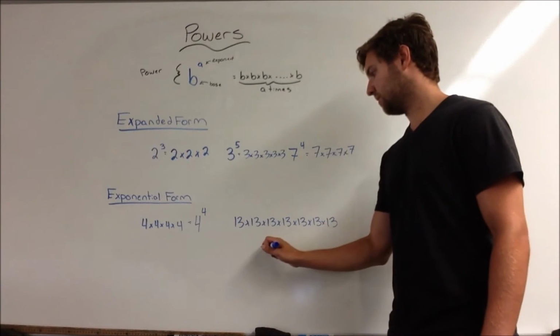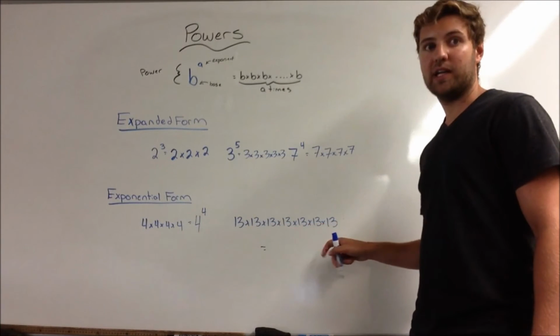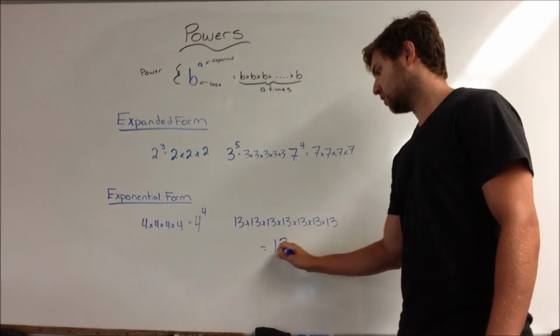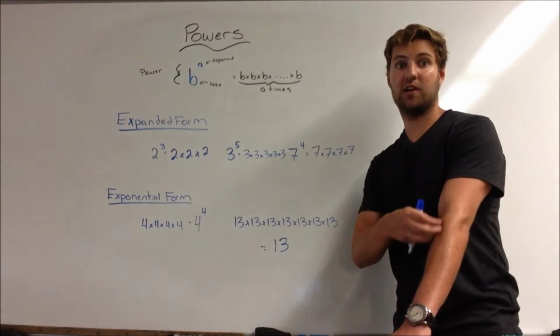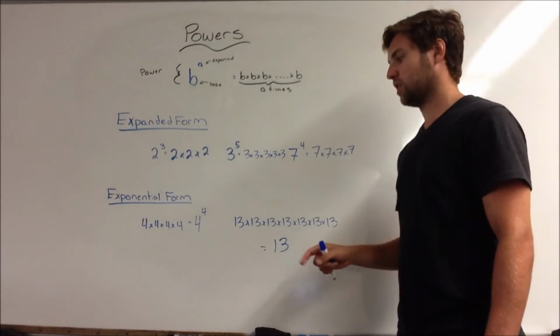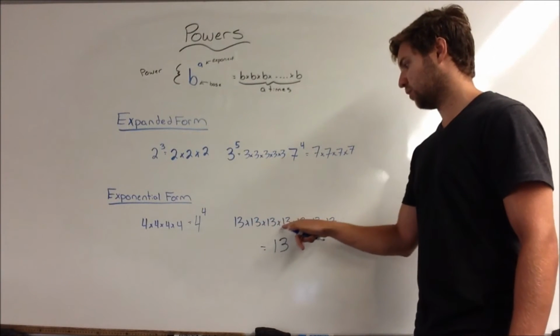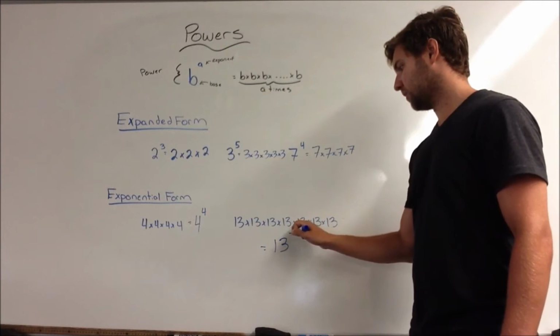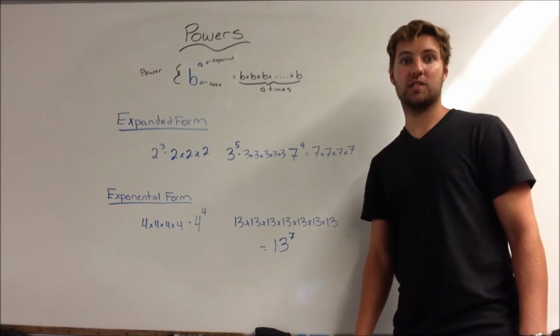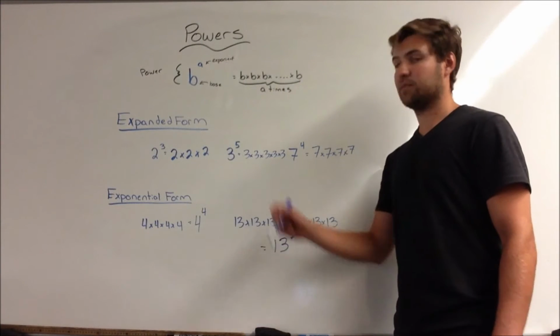For this one, the number we're multiplying is 13. So it would have base 13 in our exponential form. Now what would our exponent be? How many 13s are we multiplying? 1, 2, 3, 4, 5, 6, 7. So we would write it as 13 to the exponent 7, writing it in exponential form.